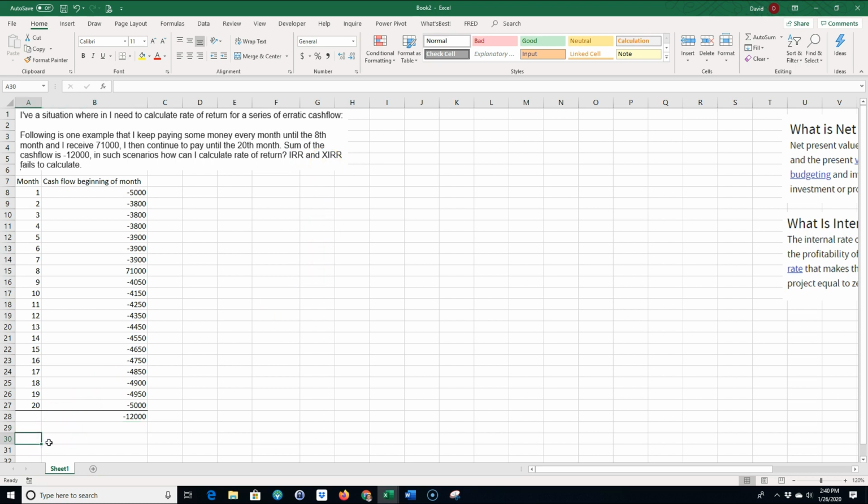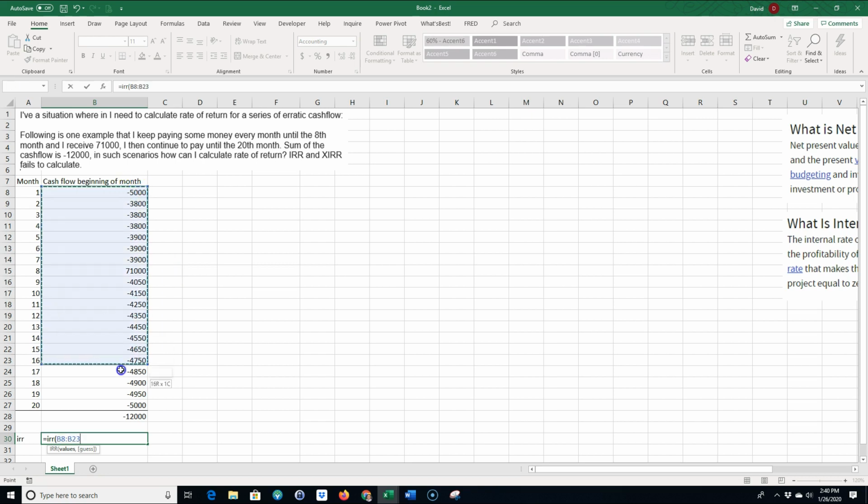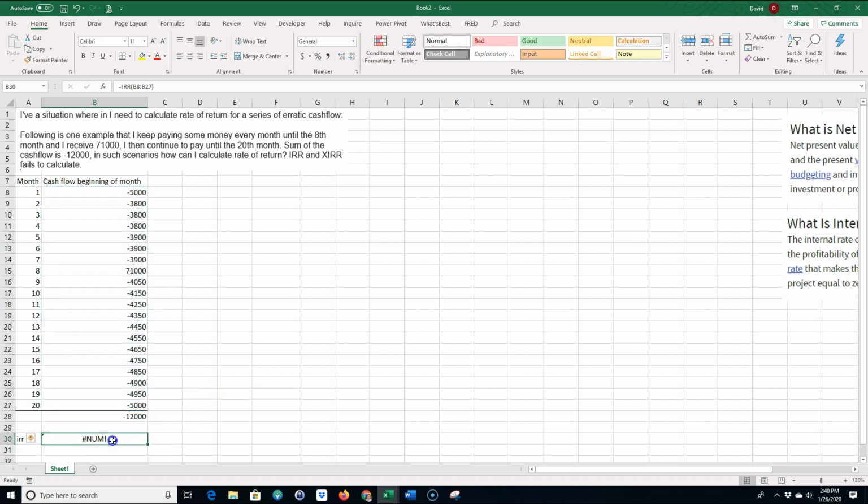So we could try IRR. Let me do it right here. I go equals IRR, and I highlight all these cash flows. And it fails to calculate a monthly internal rate of return. Okay. So why does it do that? I'm going to get rid of this because it gives us an error. And I'm sure XIRR will probably do the same thing.